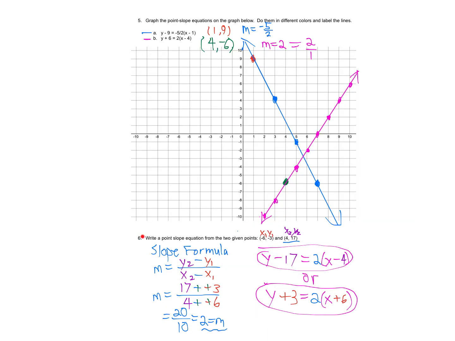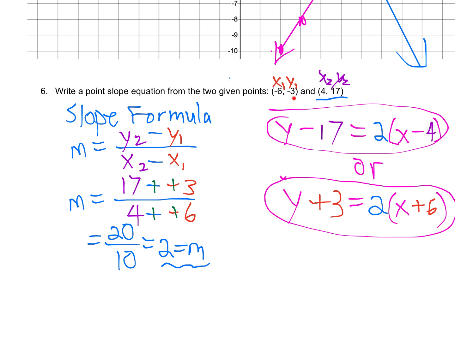Now let's take a look at number 6. We're going to write the point slope equation from the 2 given points. My point is -6, comma, -3. And the other point's at 4, comma, 17. Well, to write the point slope equation, I first have to find the slope. I have my point, but I need to find my slope. We have to use the slope formula.